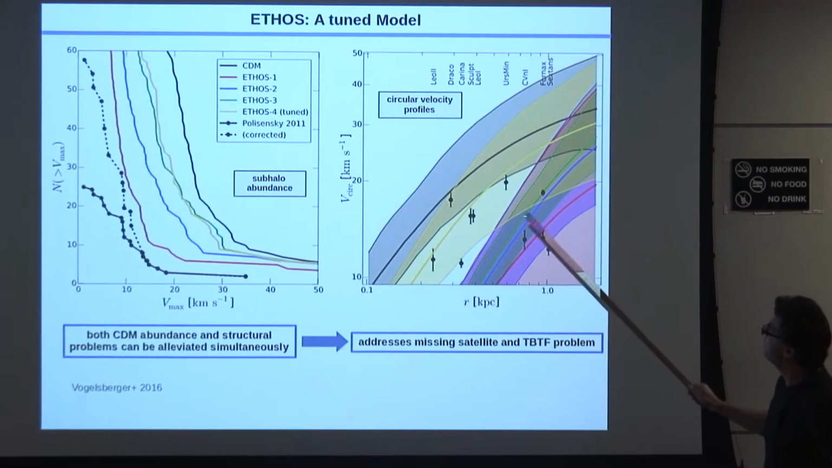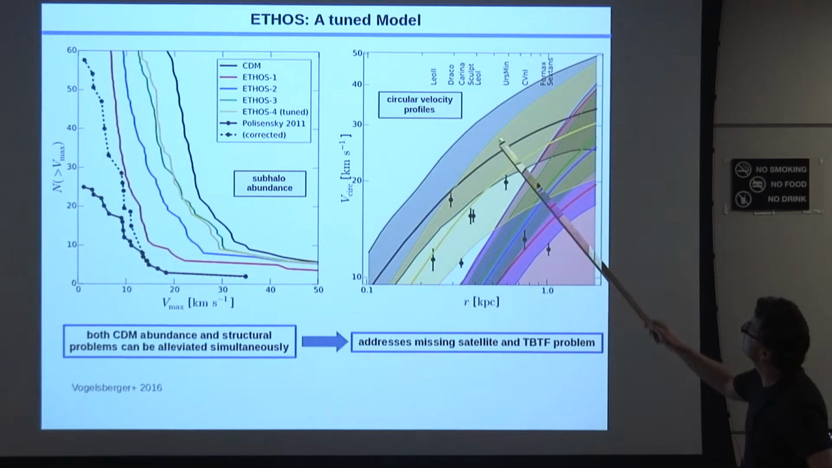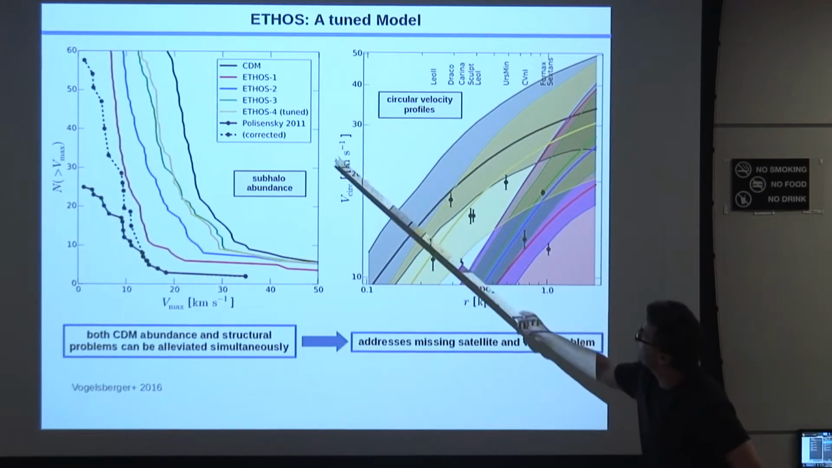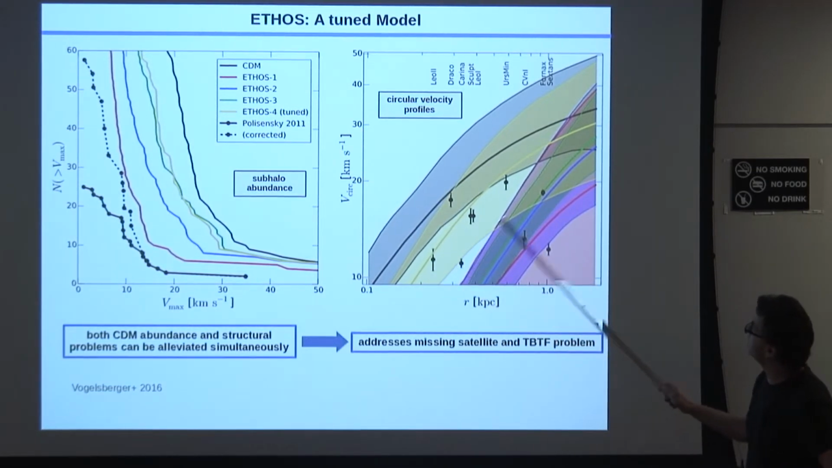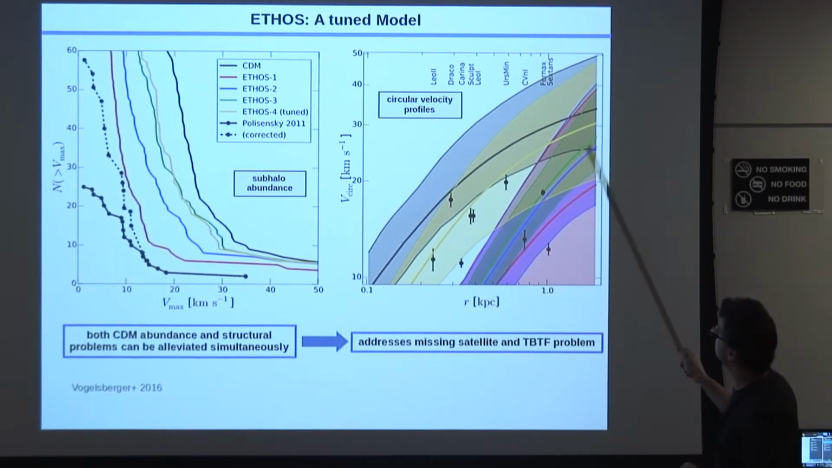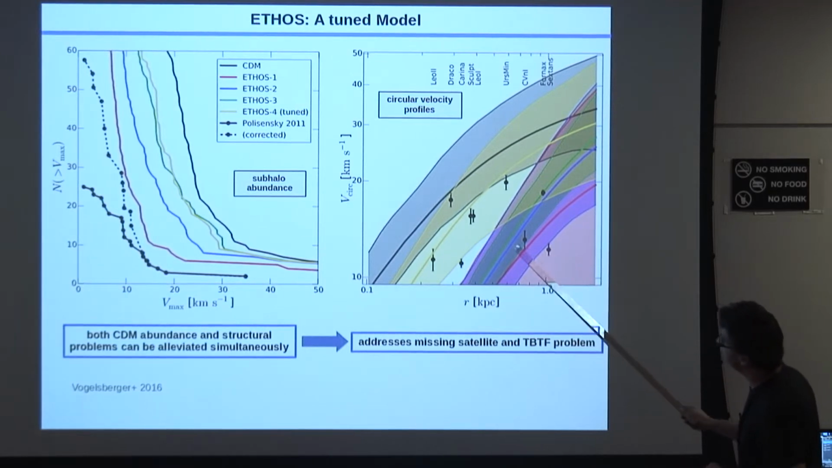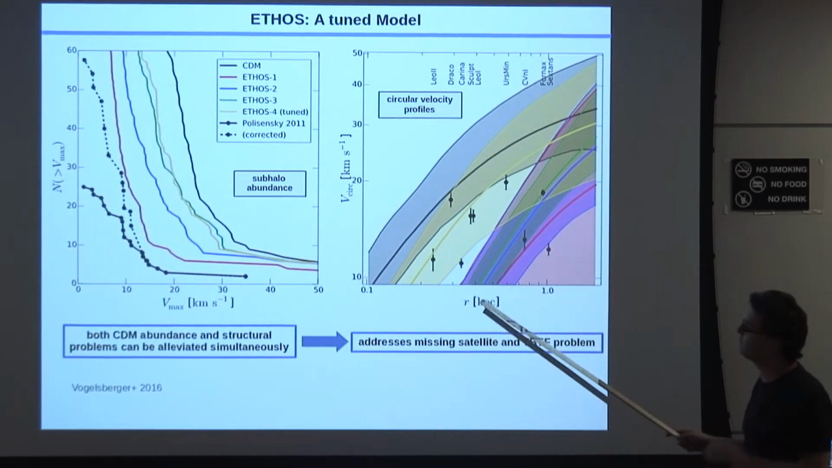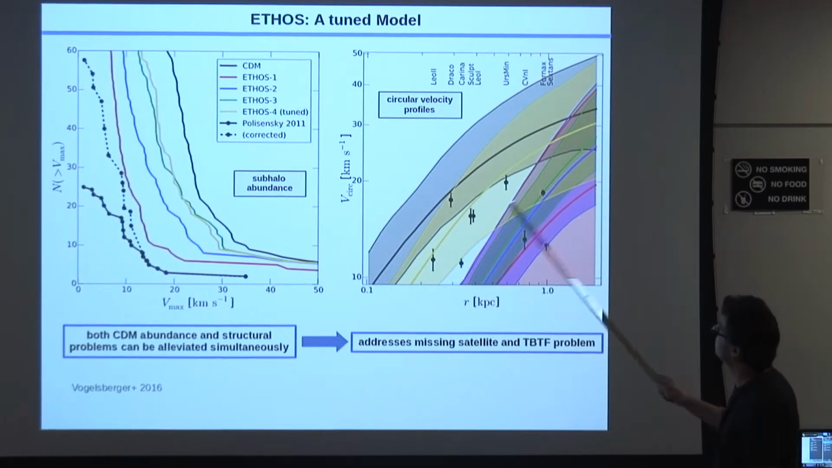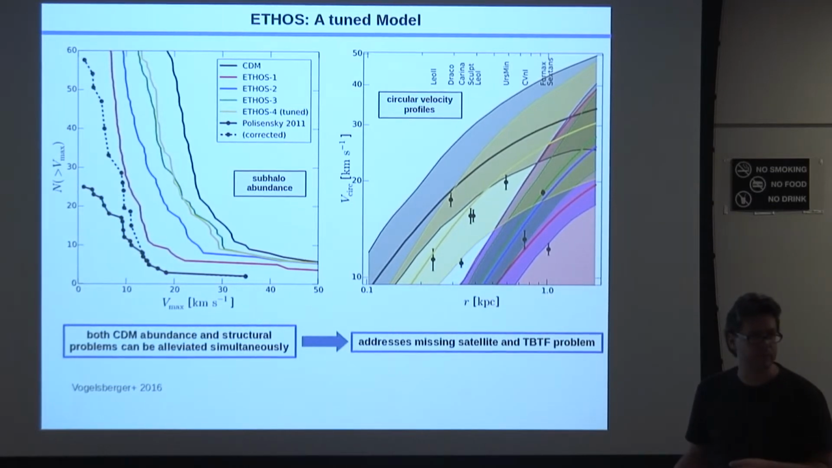Black is again CDM. And then you get this huge range here of values which come from all these different Ethos 1, 2, 3, and 4 models. And 4 is a model where we have chosen some parameters which work reasonably well with most of the data points, which is shown here in yellow. Of course, these are still not included, so not everything is perfect, but you can see it goes through a reasonably large amount of data points now.